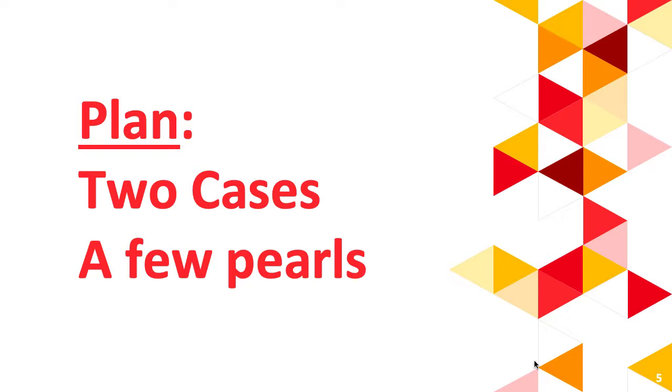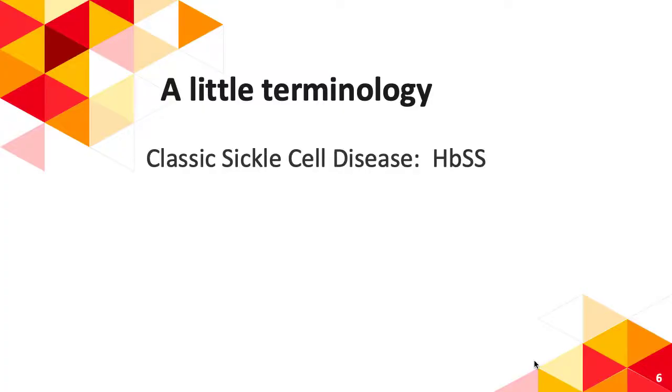So what we're going to do is we're going to go through two cases. I'm going to have one that's a little bit more basic. That's going to be for an intern. And then I'm going to have one that's a little bit more advanced for a second or third year. And then I'm just going to go over some general pearls about sickle cell disease. So before we begin with the cases, actually, a little background terminology.